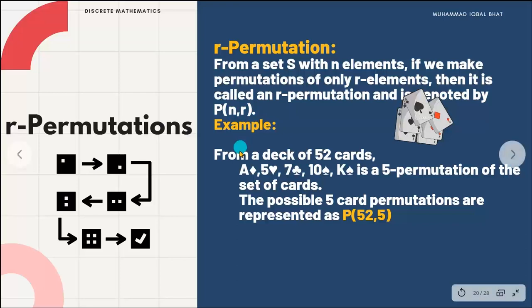For example, from a deck of 52 cards, because we know there are 52 cards in a deck, if we create a permutation of five cards, an ace of diamonds, a five of hearts, and so on, and the game is such that order matters, then we say that it is a five permutation of the set of cards, because there are 52 cards and we are only taking a permutation of five cards. If we want to know the total number of five card permutations of 52 cards, that is represented as P of 52 comma 5.